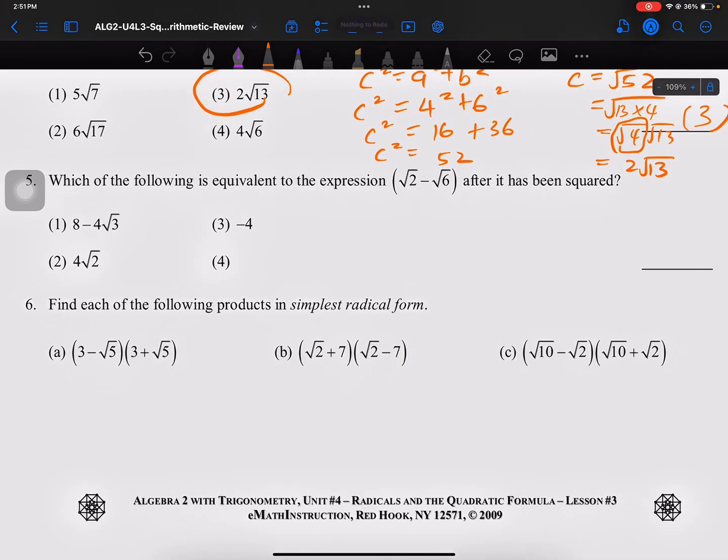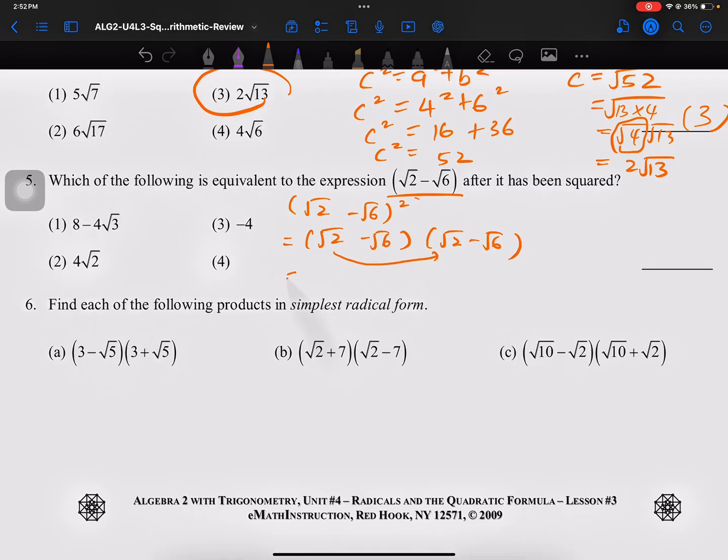Okay, which of the following is equivalent to the expression after it has been squared? Step 1, you need to know squared means multiply by itself. So we will write it like this: square root of 2 minus square root of 6, times square root of 2 minus square root of 6. Now we see a binomial times a binomial. We must use FOIL or the distributive property: first, outer, inner, last. So first we will multiply this one with this one first.